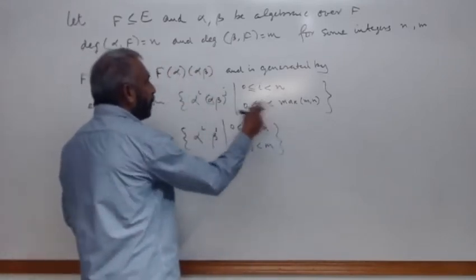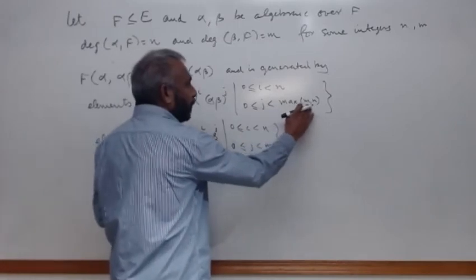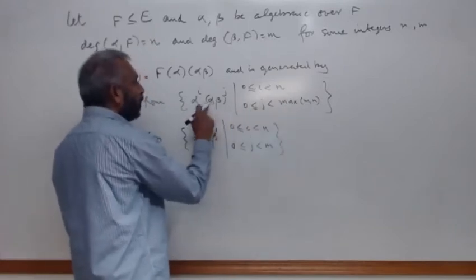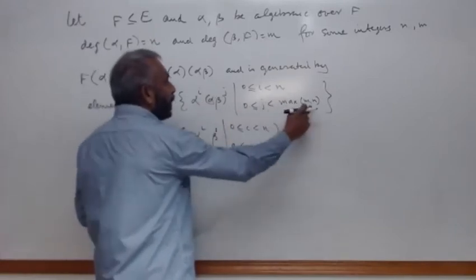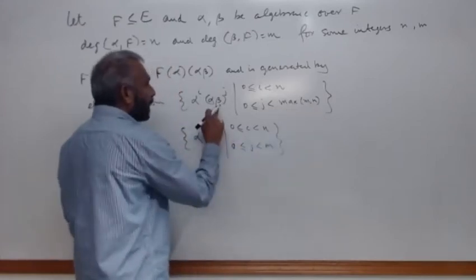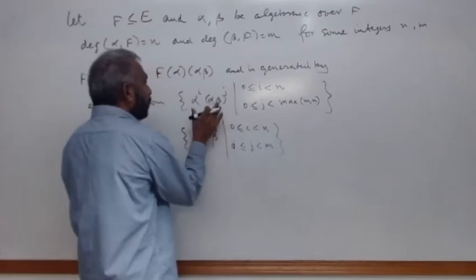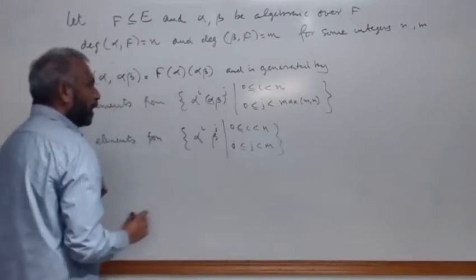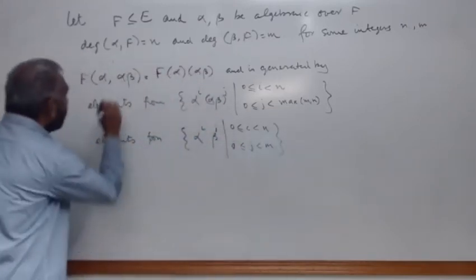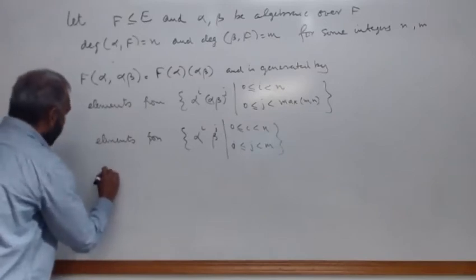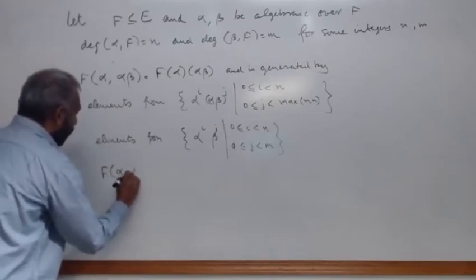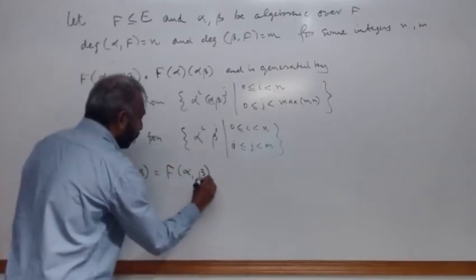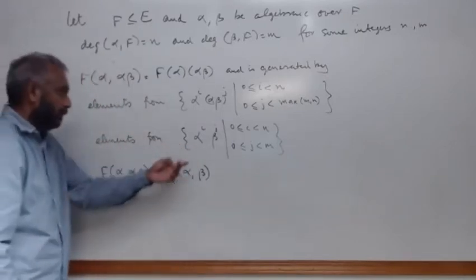Because depending on which is greater, these elements will vanish after m or n. So alpha cannot go beyond n minus 1, beta cannot go beyond m minus 1. So if we group together, the elements are of this form. And this is actually nothing but F(alpha, beta). That is the definition of F(alpha, beta).